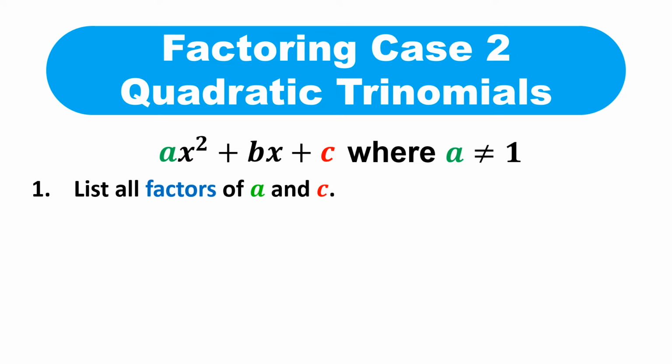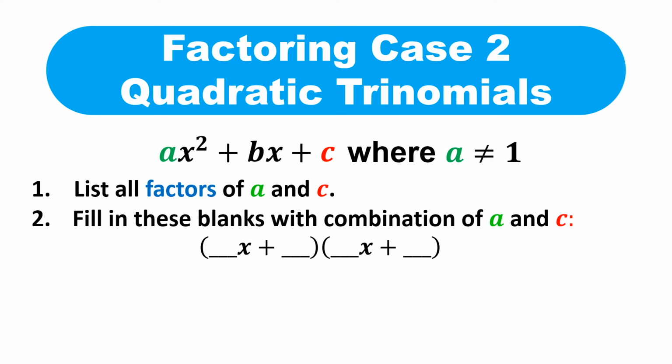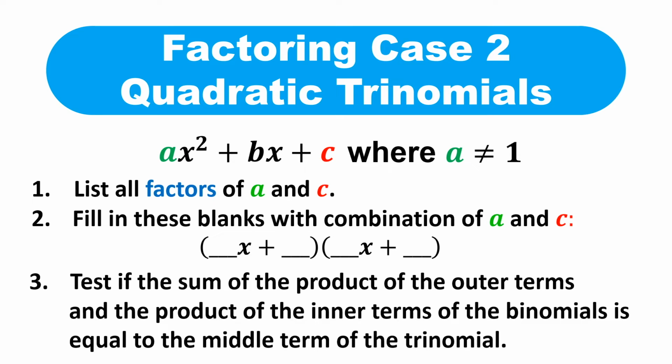First, list all factors of the leading coefficient a and the constant term c. Second, fill in these blanks with combination of a and c. Third, test. If the sum of the product of the outer terms and the product of the inner terms of the binomials is equal to the middle term of the trinomial. If the test fails, change the combination of a and c and check again until the desired factors are obtained.